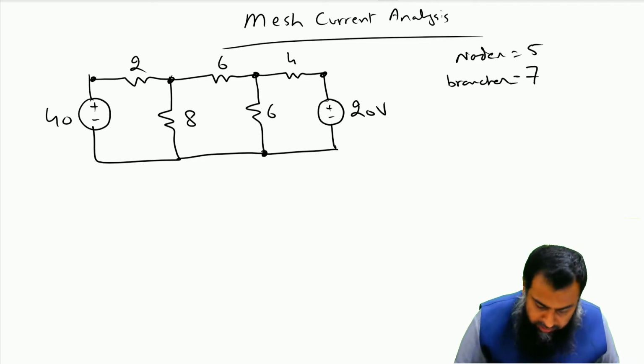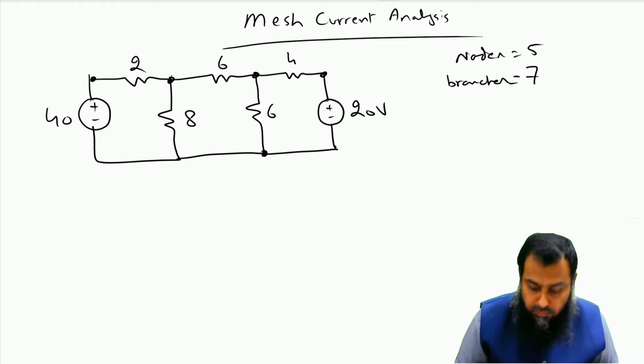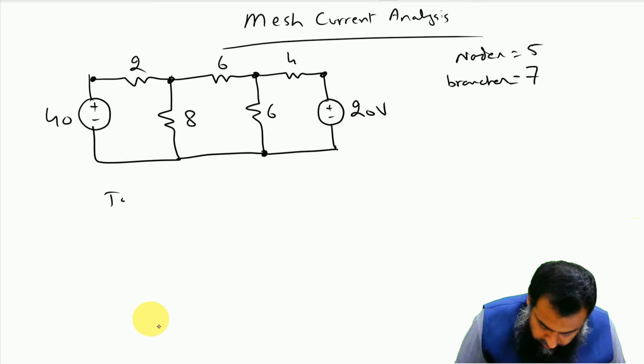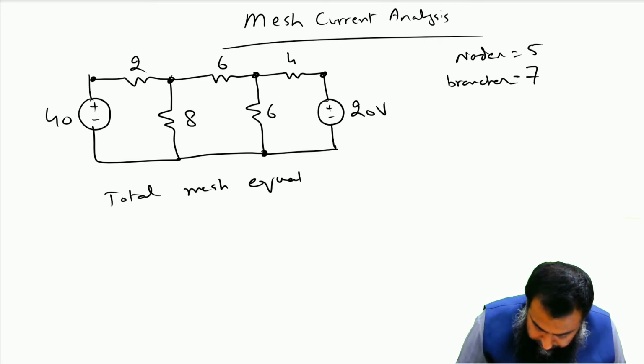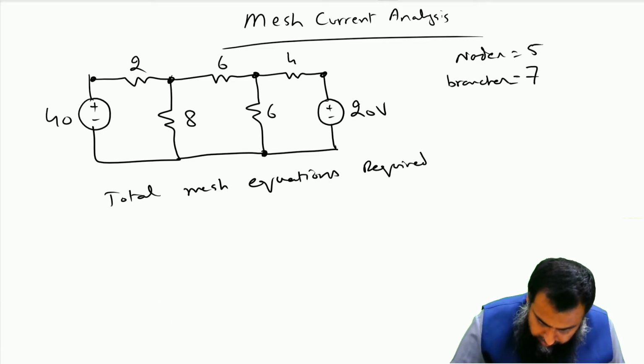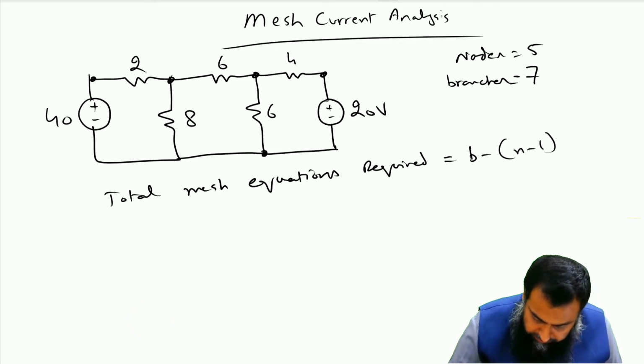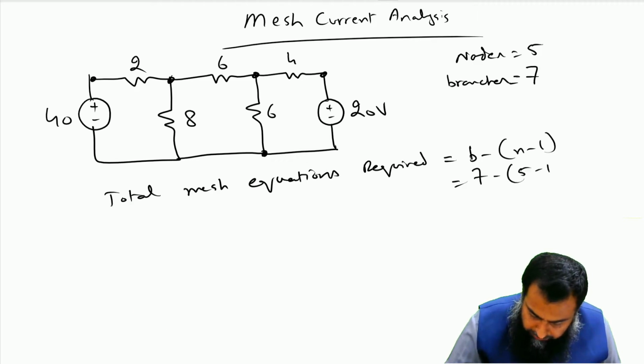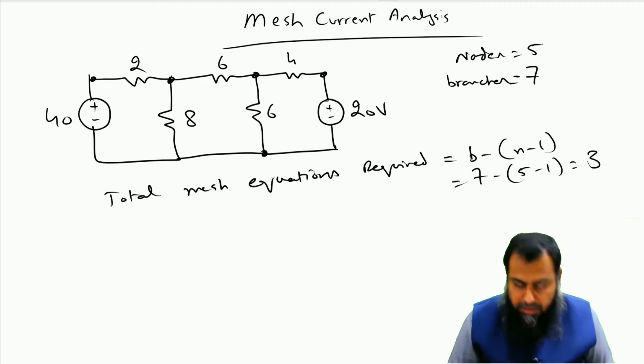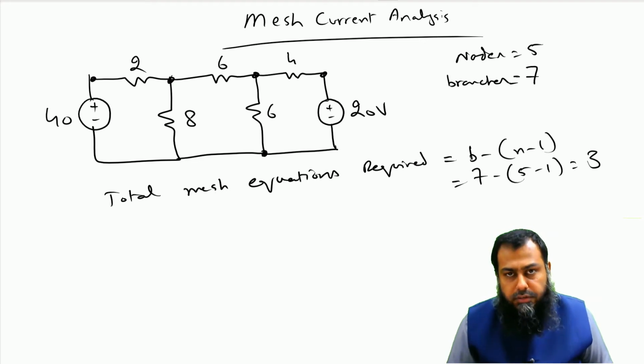So the expression here is that the total number of mesh equations required is equal to b minus n plus 1. There are 7 branches here, and 5 nodes here. So we require 3 mesh currents to solve this given circuit.